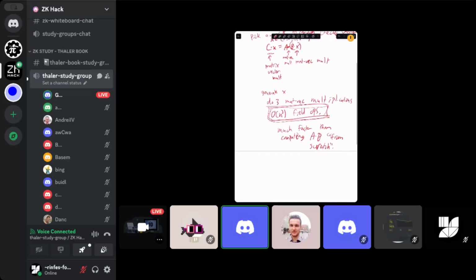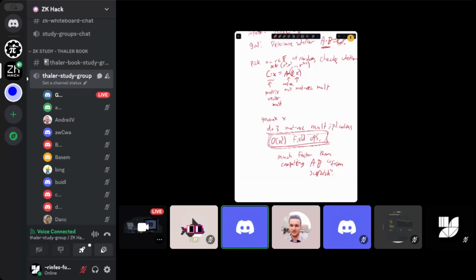Great. So that's the algorithm. So again, checking whether a claimed answer to this problem is correct is much faster than any known algorithm for computing the answer from scratch. And as we discussed last time, you can think of C times X as a row-wise Reed-Solomon fingerprint of C. And similarly, A times B times X is like a row-wise fingerprint of A times B.